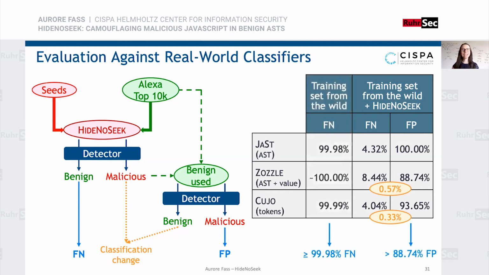So overall, either the static detectors have never seen HideNoSeek samples before, and they misclassify nearly all of them, or they have been trained on such samples, and now they misclassify the benign input. So either way, you just cannot win.